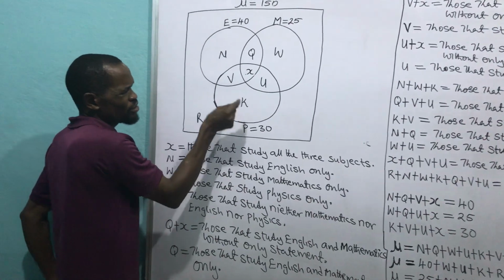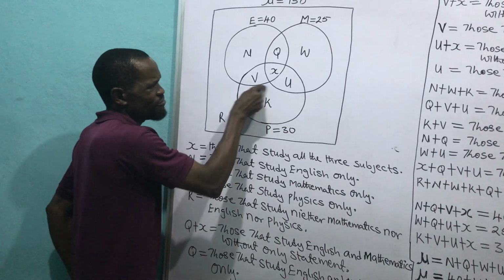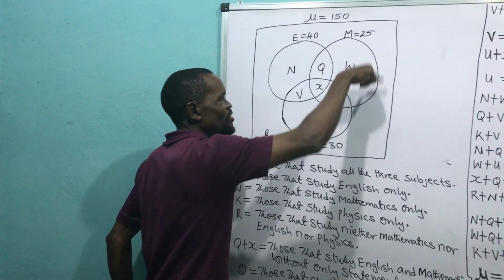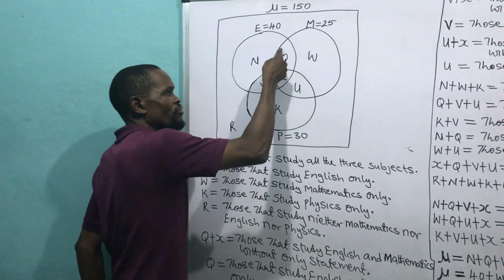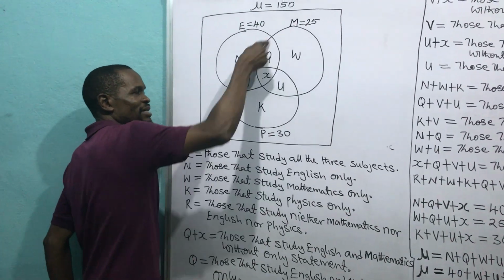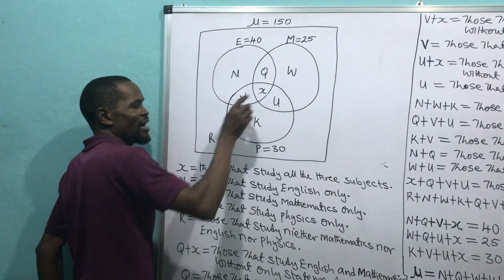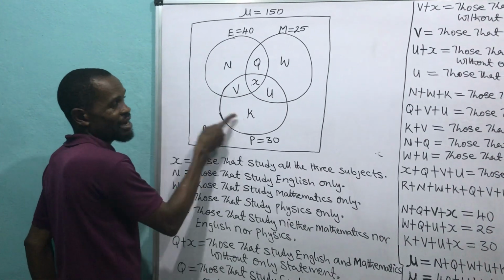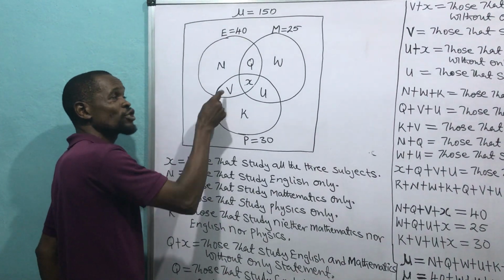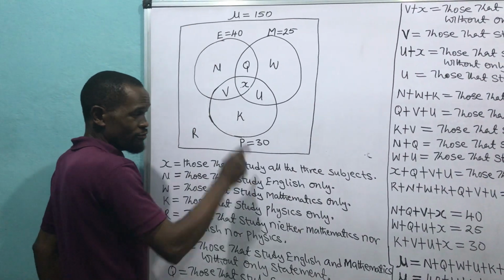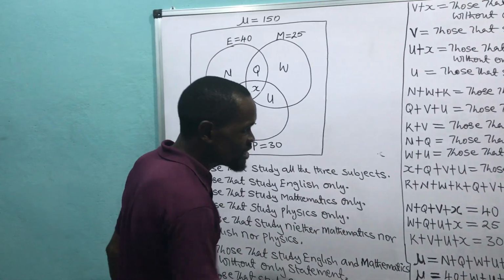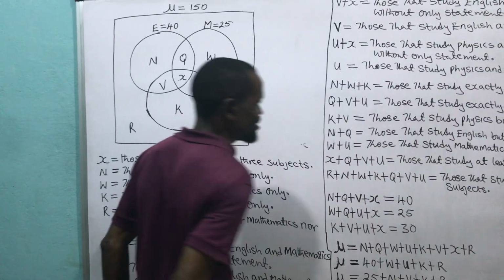He's talking about what? Physics. Look at him here. Physics. This one is English and physics. Look at the mathematics circle. Watch. This is the circle for mathematics. Are you watching what I'm talking about? This man is out of the circle of mathematics. So this man and this man are those that study what? Physics, but not what? Mathematics.